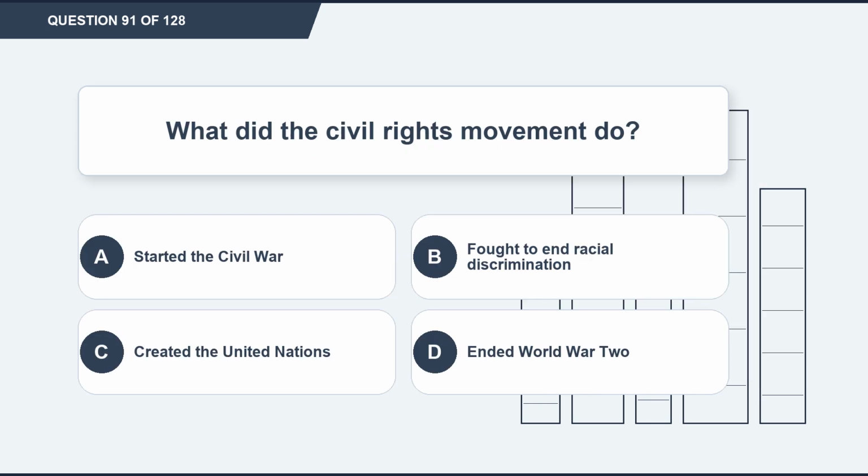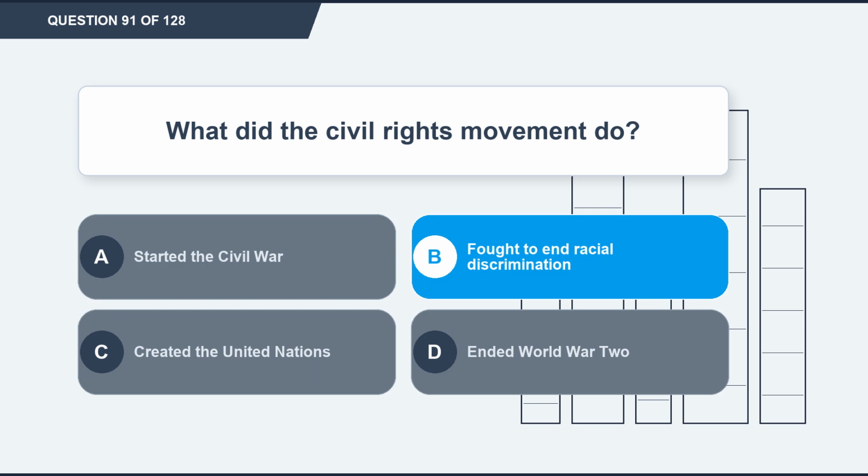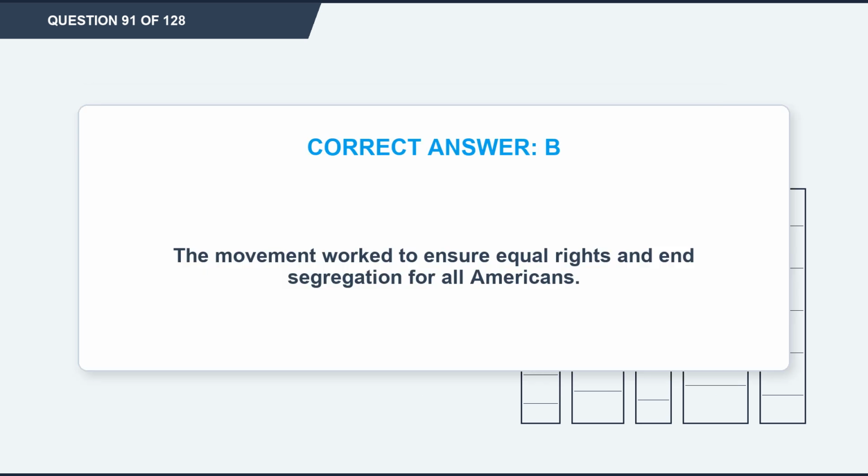Question 91. What did the civil rights movement do? Option A, started the Civil War. Option B, fought to end racial discrimination. Option C, created the United Nations. Option D, ended World War II. The correct answer is option B, fought to end racial discrimination. Explanation. The movement worked to ensure equal rights and end segregation for all Americans.